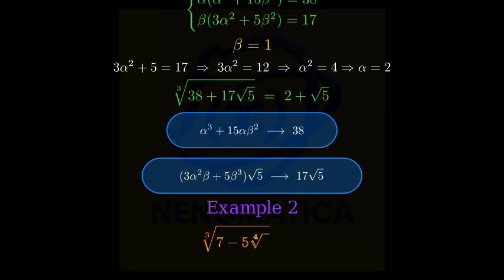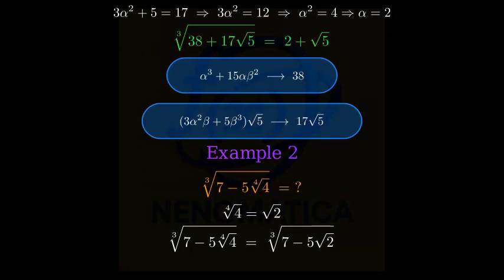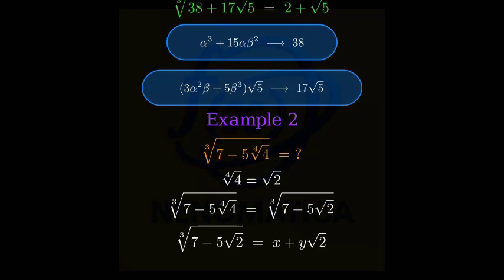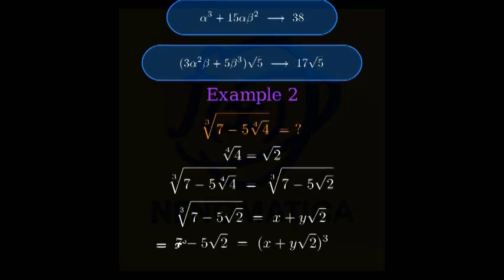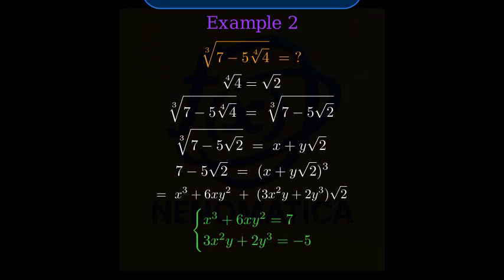Example 2. Evaluate the cube root of 7 minus 5 times the fourth root of 4. First, the fourth root of 4 equals the square root of 2. Assume the expression equals x plus y times the square root of 2. Cube and expand, then group rational and irrational parts. Set up the system by matching coefficients.